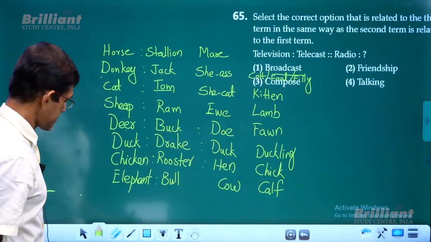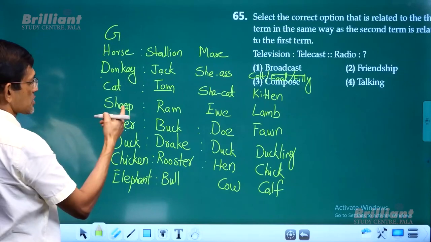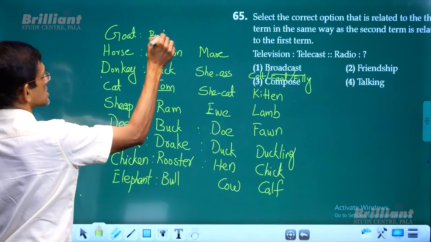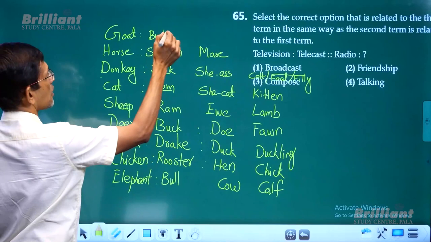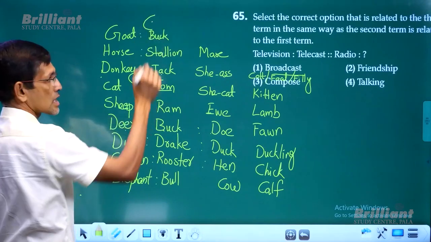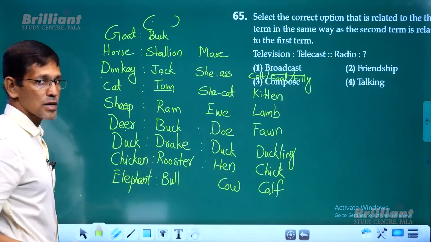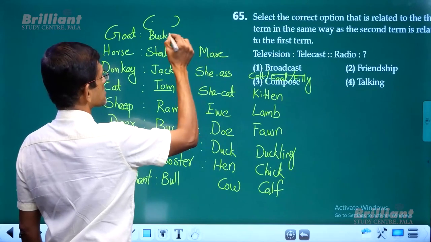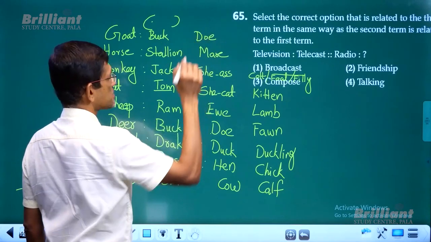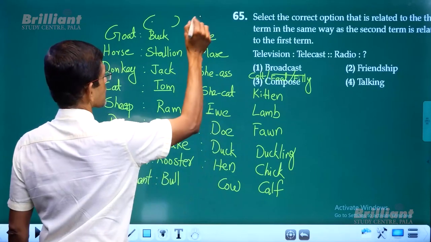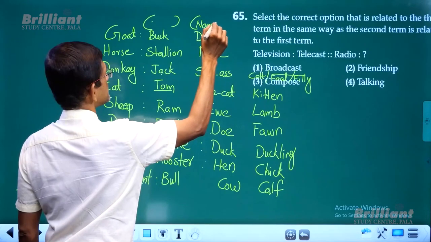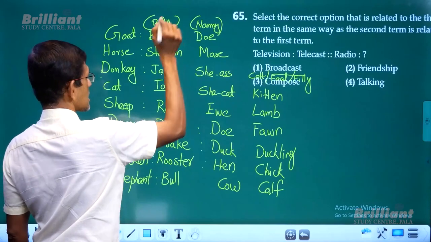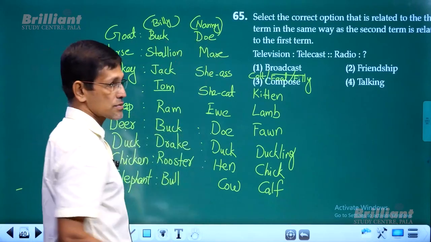And how about goat? We mentioned sheep and deer. How about goat? What's a male goat? Male goat is buck, similar to that of deer. Or there's another name for the male goat. And what's a female goat? If male is buck, female must be doe. Or there's another name for it, nanny. If female is called nanny, then male is called billy. If male is called buck, female is called doe.